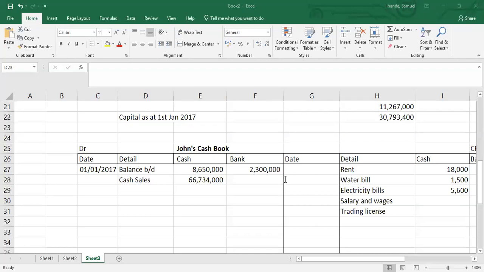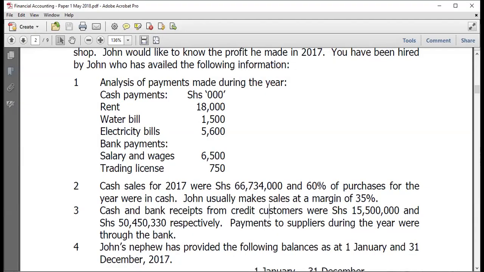Then I'll move here. Then they are telling me that 60% of the purchases for the year were in cash, okay? So even before I proceed, mine is to ask myself, where are the purchases? They have given me sales, but they have not given me the purchases. So what does that mean? I have to determine my sales. I have to determine my purchases, okay?